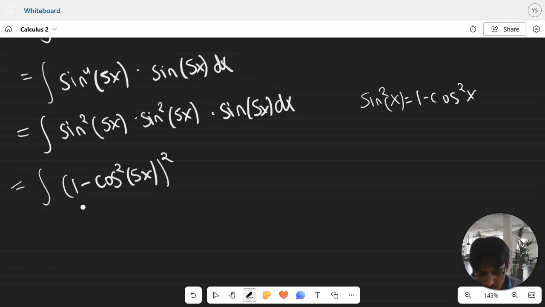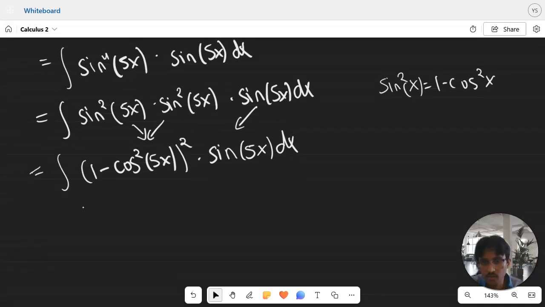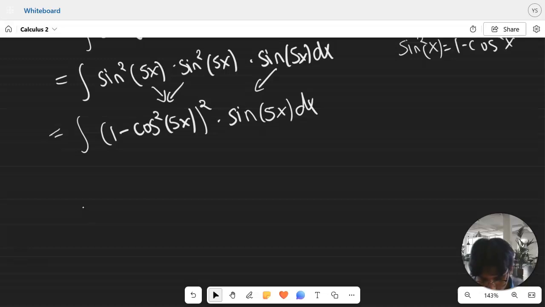So it's going to be 1 minus cosine square of 5x, to the whole square, times sine of 5x. And again, why did we do the whole square over here? Because we have two of these. Please do take note of that. We have two of those. And then we're going to have this sine of 5x come down as it is.